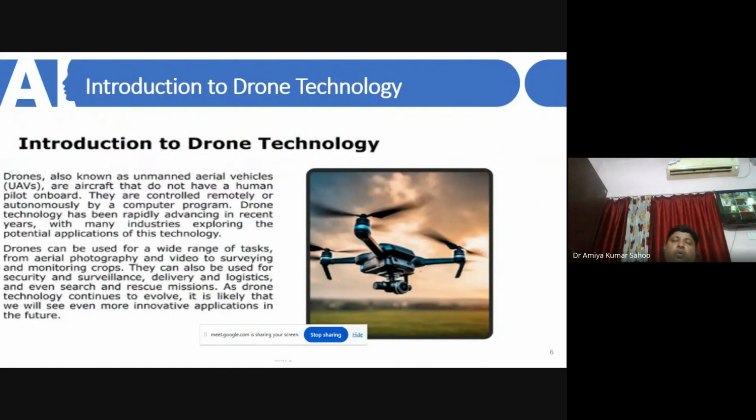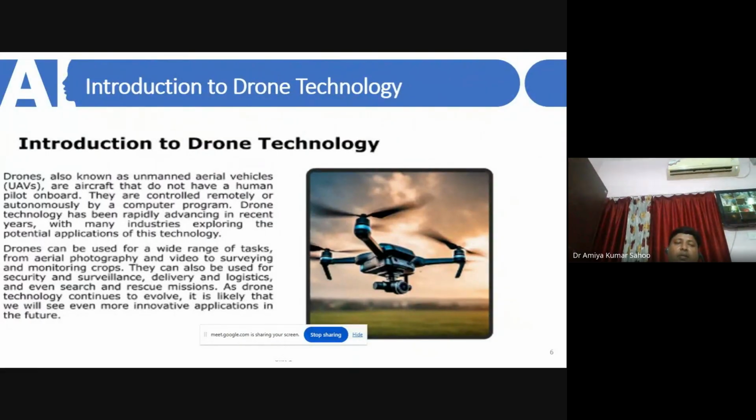Then we must know the drone technology. The drone, perhaps everybody already knows, is an aerial vehicle. Generally we speak of UAV, unmanned aerial vehicle.